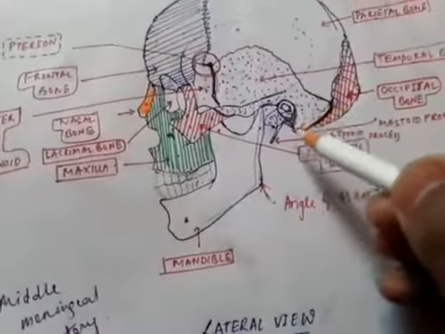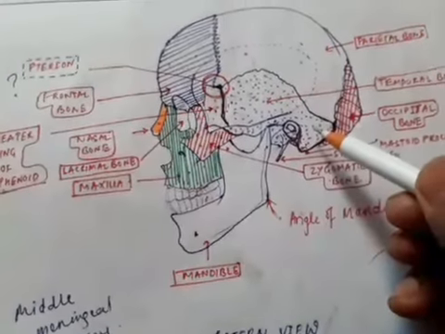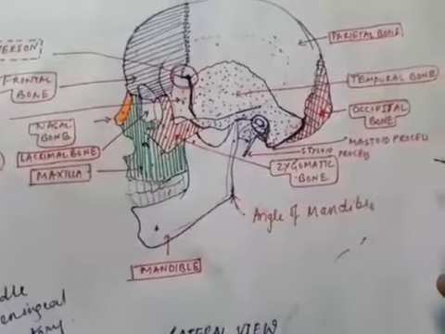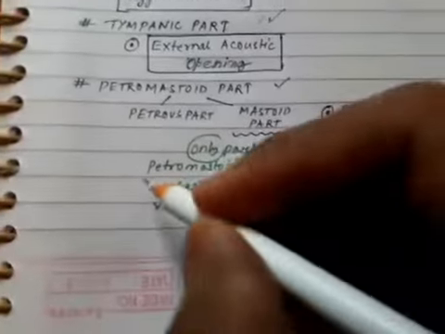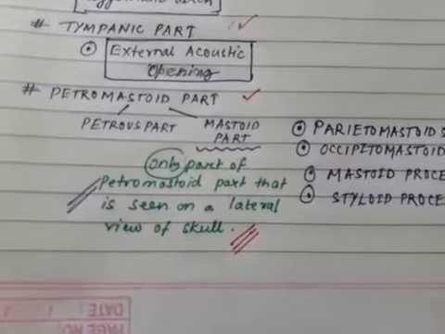And last but not least, there is the petromastoid part. We can divide it into the petrous part and the mastoid part. The mastoid part is the most posterior part of the temporal bone. See, it is important. It is the only part of the petromastoid part of the temporal bone that is seen on a lateral view of the skull.